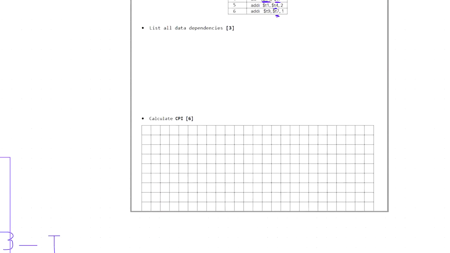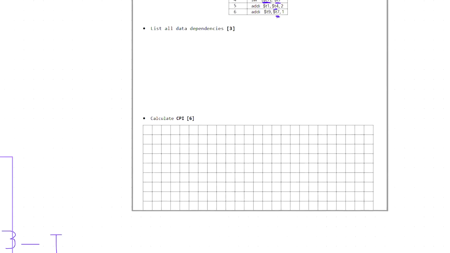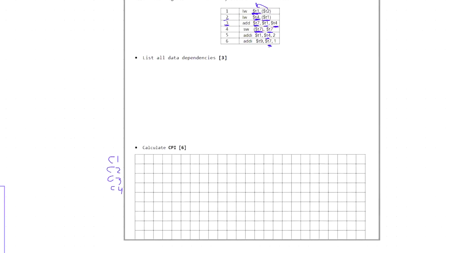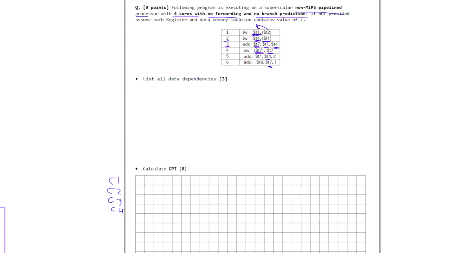Now calculate the CPI. You want to draw the diagram out for this, because it'll make things a little easier. We know that we have 4 cores. This is going to be core 1, core 2, core 3, core 4. This is telling me that I can execute 4 instructions at the same time: instruction 1, instruction 2, instruction 3, and instruction 4.